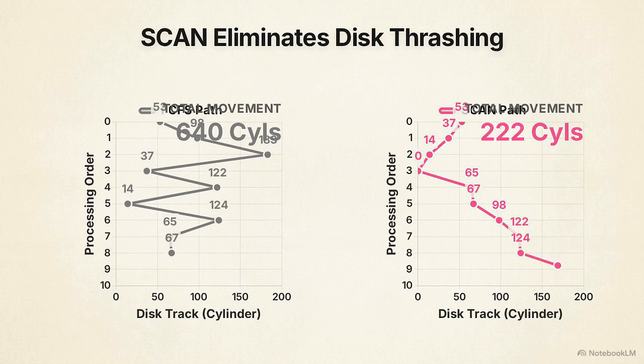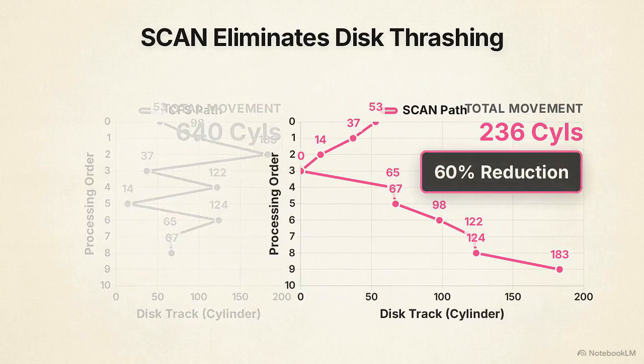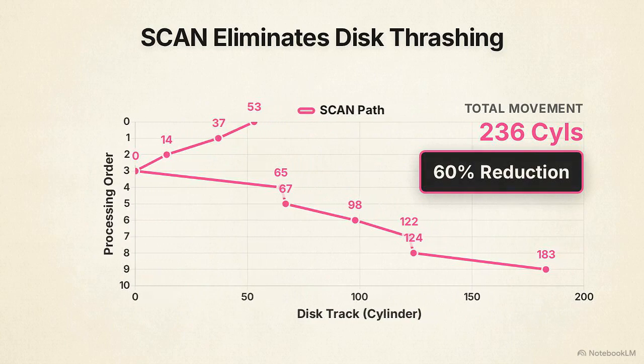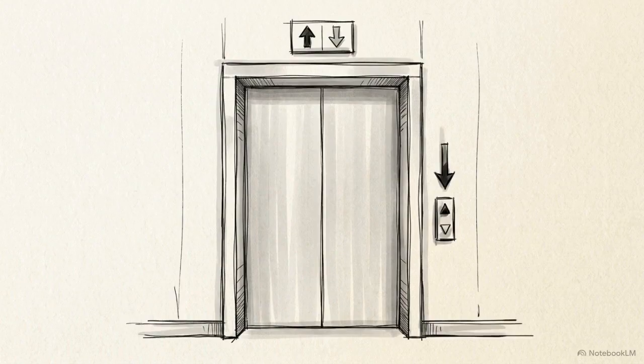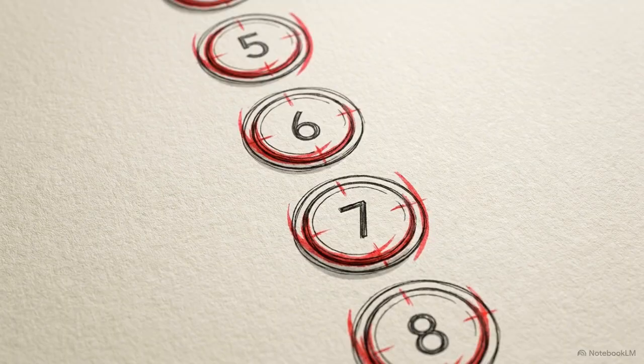That highly efficient path on the right is generated by the scan algorithm. By abandoning chronological order, it reduces the total mechanical movement of the drive by over 60%. Scan is almost universally referred to as the elevator algorithm. Instead of responding to the timeline of requests, it commits to a single direction, servicing every request along its path until it hits the end, and only then reverses course.